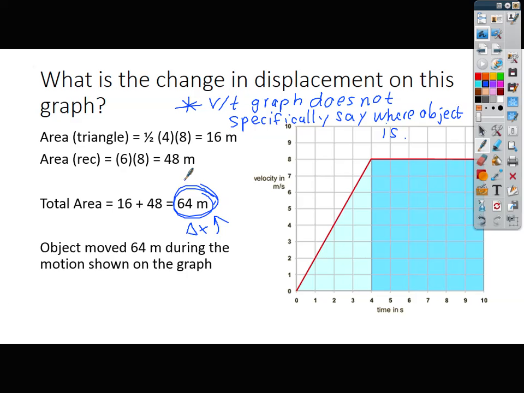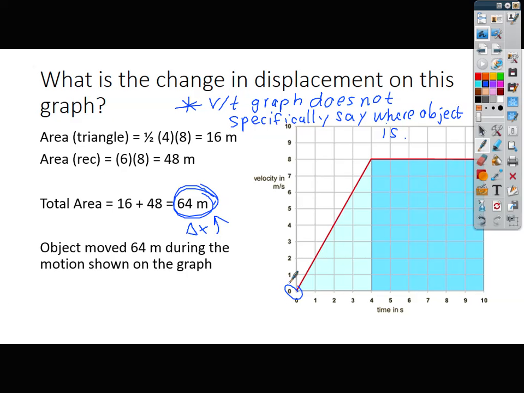You have no idea. And some people go, well, it's 0 down here. Yeah, that's 0 velocity. That doesn't tell me that I'm starting at x equals 0. I could be at x equals 10. I could be at x equals -10. I could be at x equals 50. So it only tells me how much I've changed where I am.